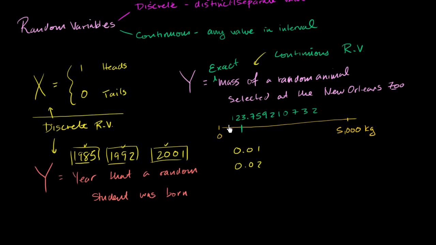There's no way for you to count the number of values that a continuous random variable can take on. There's no way for you to list them. With a discrete random variable, you can count the values. You can list the values.